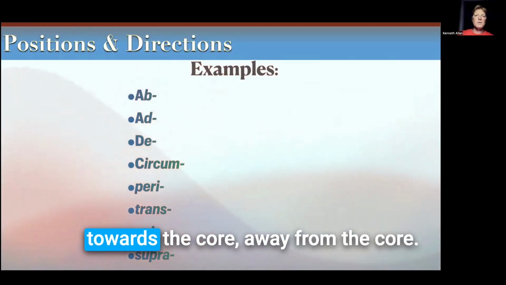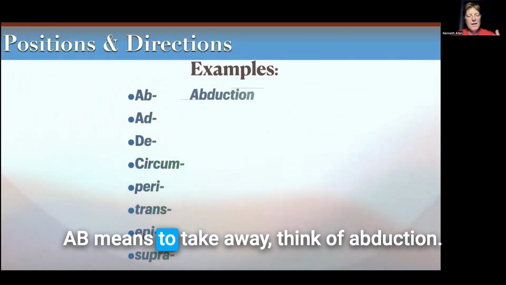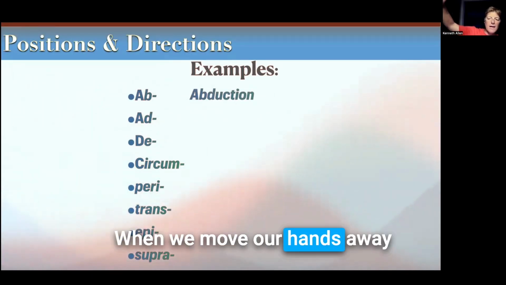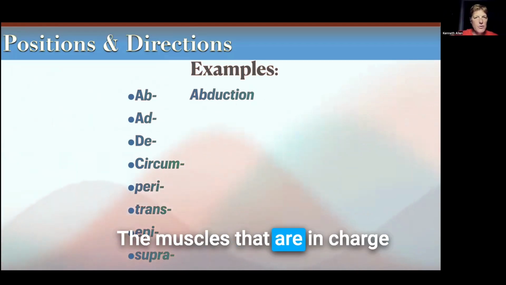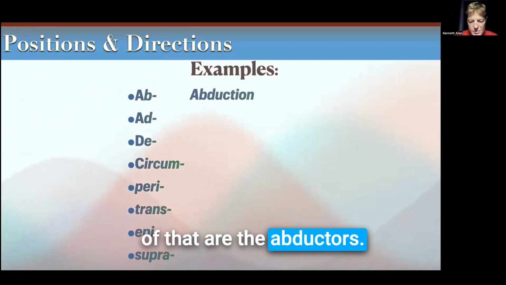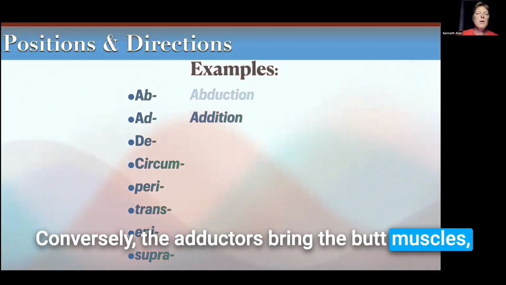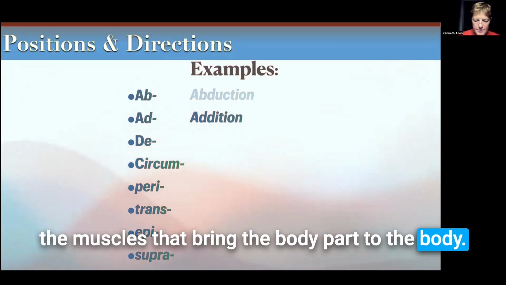Now we get to little bits and directions and things that we're moving toward the body, away from the body, towards the core, away from the core. Ab means to take away. Think of abduction. When we move our hands away from the body, that's abduction. The muscles that are in charge of that are the abductors. Conversely, the adductors bring the body part to the body.